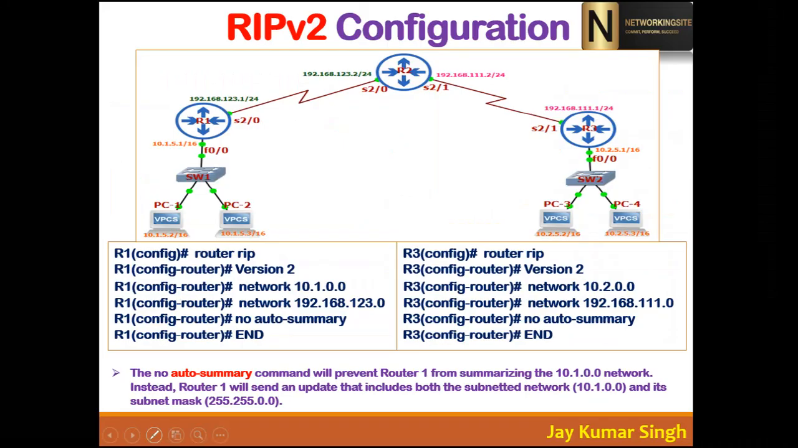So we have seen how to configure RIP routing. We have configured router RIP version 2. The difference from the RIP version 1 command is that in the RIP version 1 configuration, we do not define the RIP version, and we do not configure this one, no auto. What is the meaning of no auto? The no auto command will prevent router 1 from summarizing this 10.1.0.0 network.